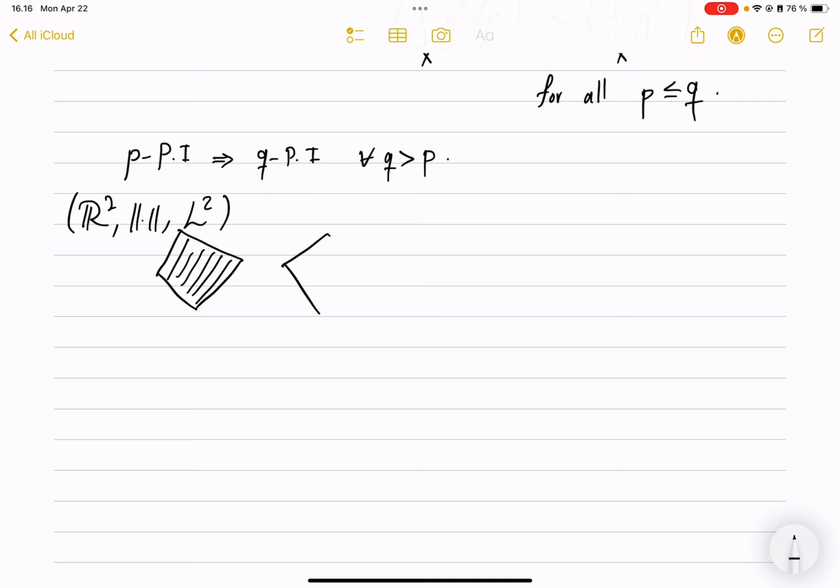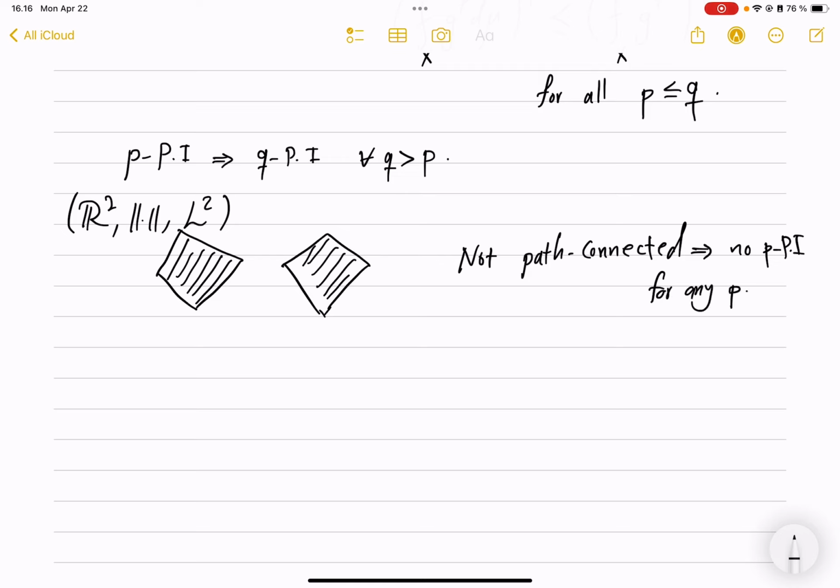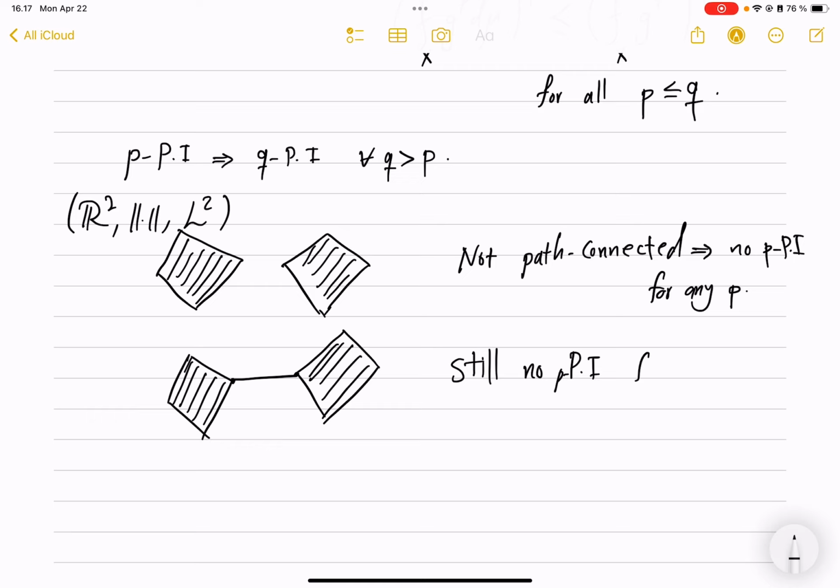So let's take this set again. We see that it is not path connected, then no p Poincare for any p. And then we see that actually we just don't need any kind of path connectivity. We need a lot of connectivity. So if we just join one curve between these two, still no Poincare here for any p.